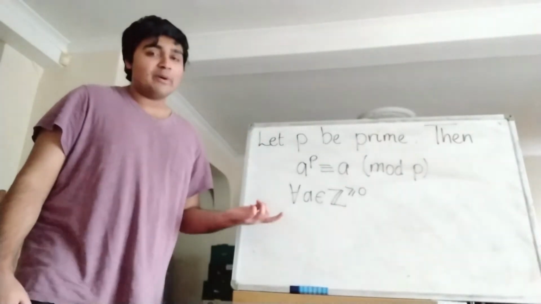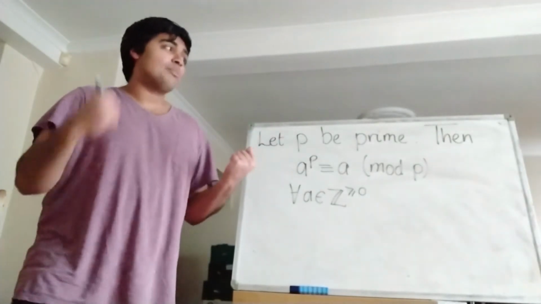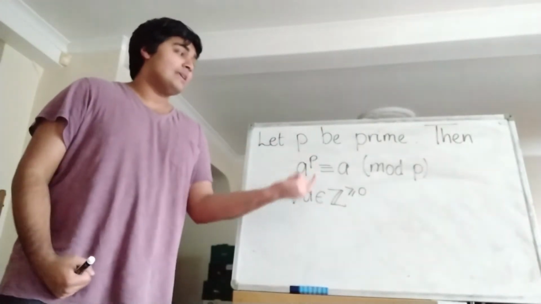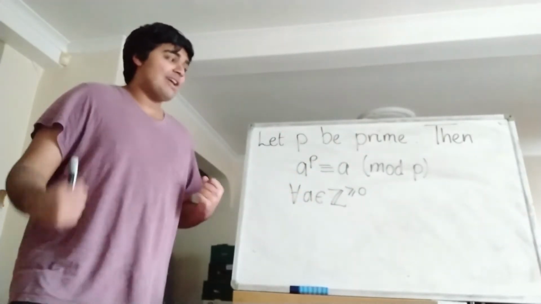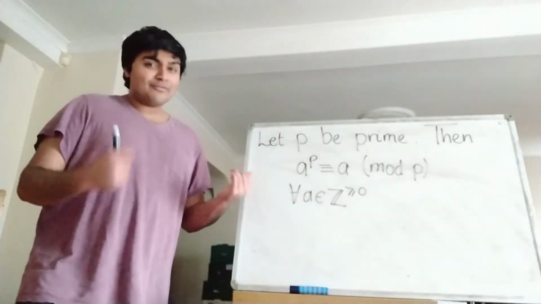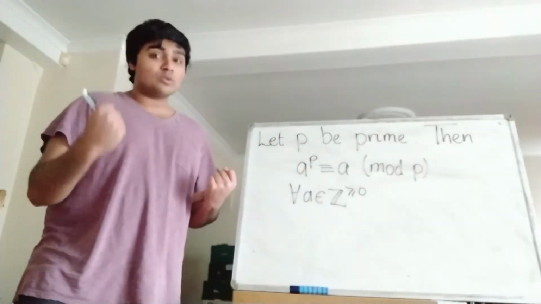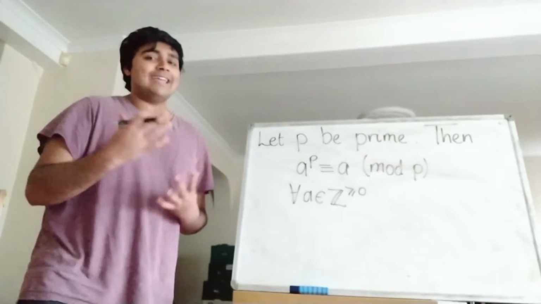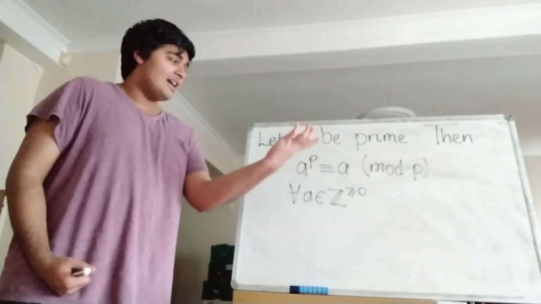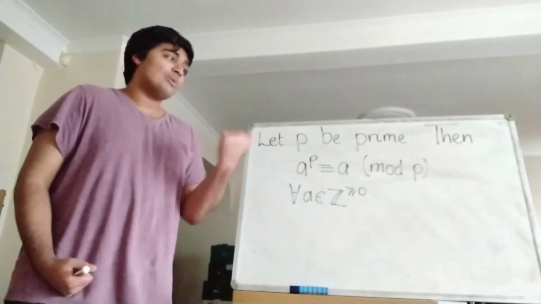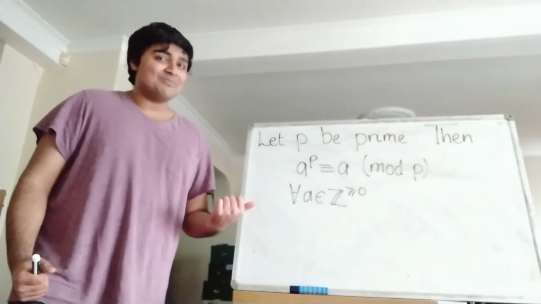Firstly, let me state what Fermat's little theorem is, and then we'll get straight into the proof. Okay, so if we have p a prime number, then a to the p is congruent to a mod p for any non-negative integer a. You may have seen a different formulation of Fermat's little theorem where it says that a to the p minus 1 is congruent to 1 mod p, but that requires that a and p are co-prime. This does not require that a and p are co-prime. So simply a to the p is congruent to a mod p for any non-negative integer a. Let's get stuck into the proof.